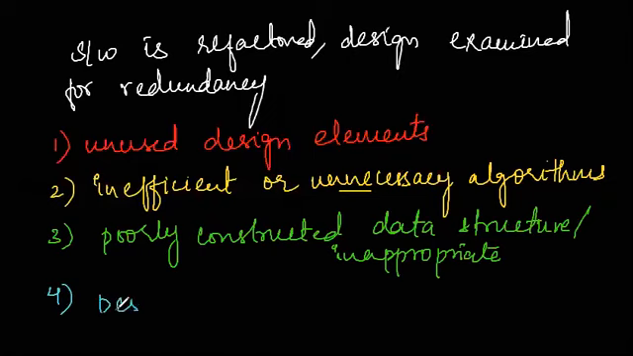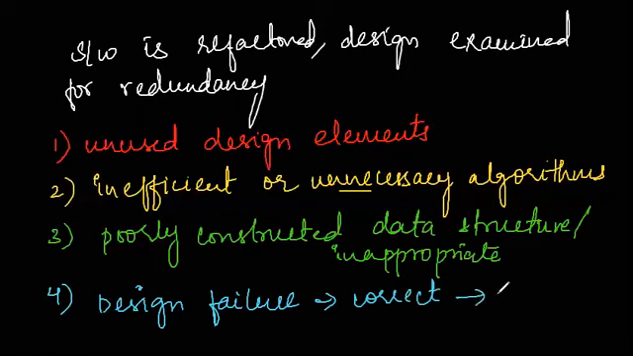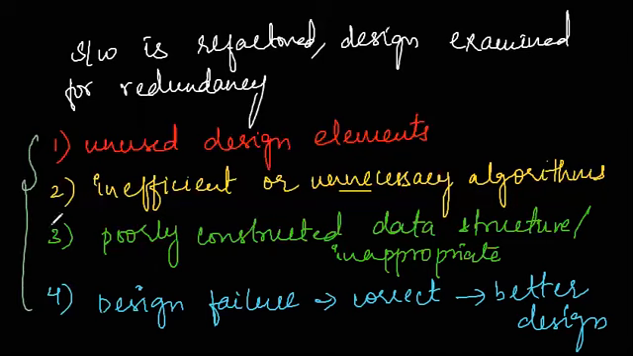Then the fourth one is you're going to identify if there is any design failure. If there is any design failure, you are going to correct that so that you get a better design. So within refactoring, these four steps are going to occur. You're going to identify these four different redundancies within the refactoring phase.